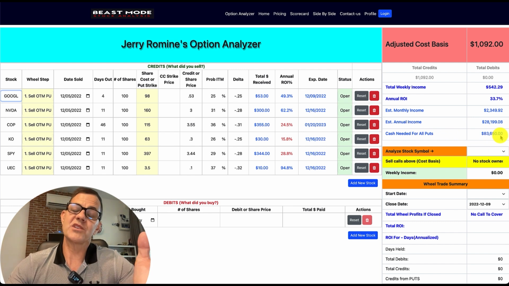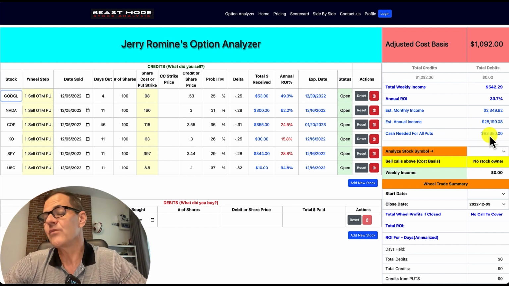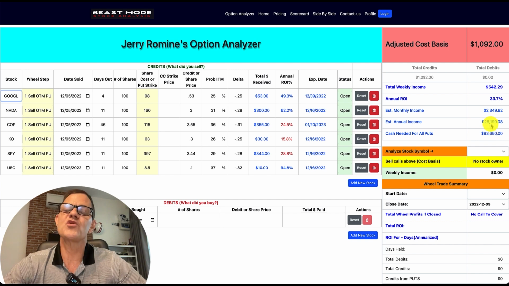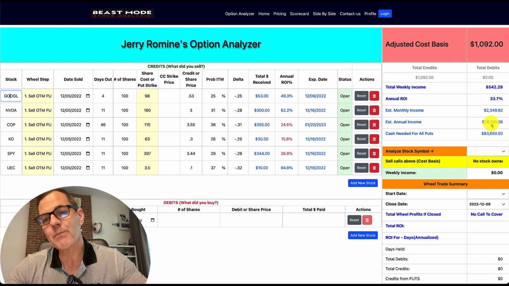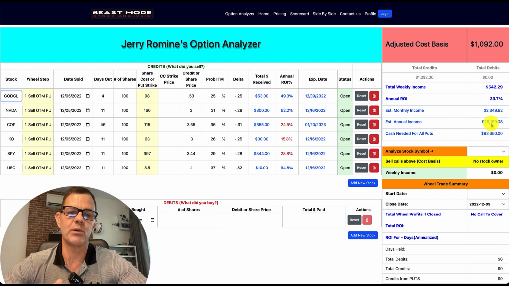$83,650. So let's just expand this out and say you had $84,000 that you could put on the line, and you could do this every week. This is a way that you could actually make $28,200, and this is powerful, and this is the power of selling puts.